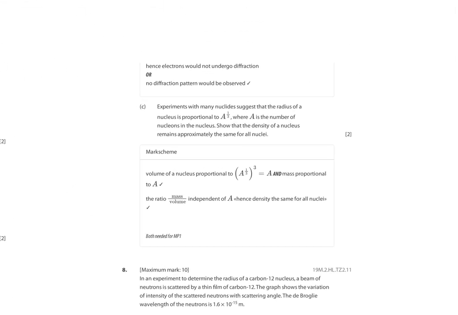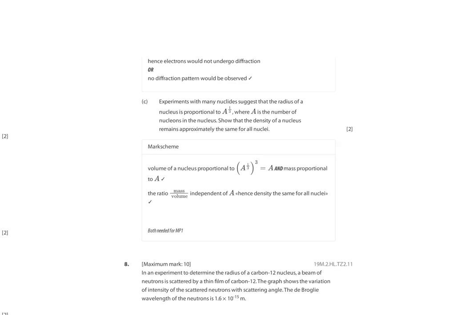But 7C, experiments with many nuclei suggested the radius of the nucleus is proportional to A to the 1/3, where A is the number of nucleons in a nucleus. Show that the density of a nucleus remains approximately the same for all nuclei.